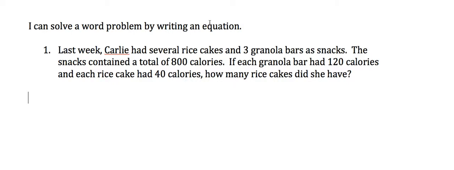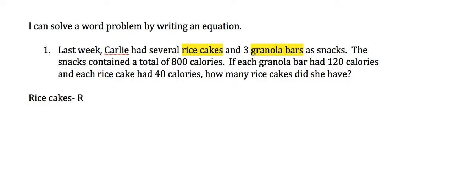Okay? We know that Carly ate 2 things. She ate rice cakes and she ate granola bars. All it says here is that she ate several rice cakes, so we don't know how many rice cakes she actually ate. Okay? And when we don't know something, that's usually when we put in a variable. All right? So our rice cakes, we know is going to be our variable. Let's use the variable r.